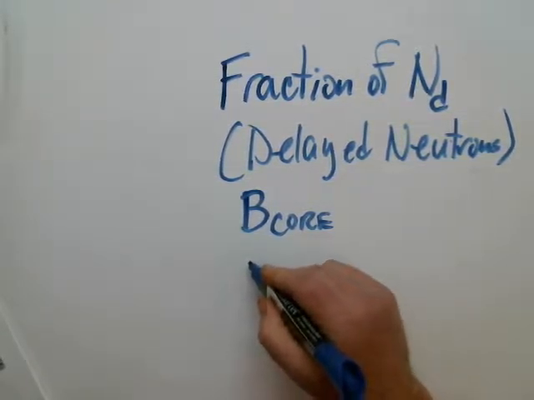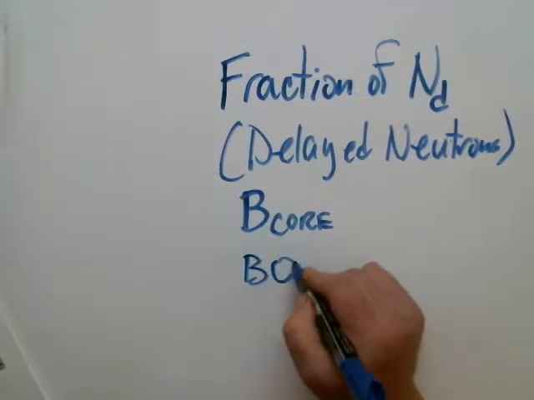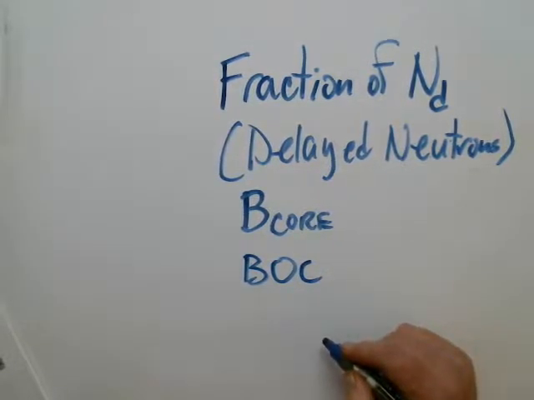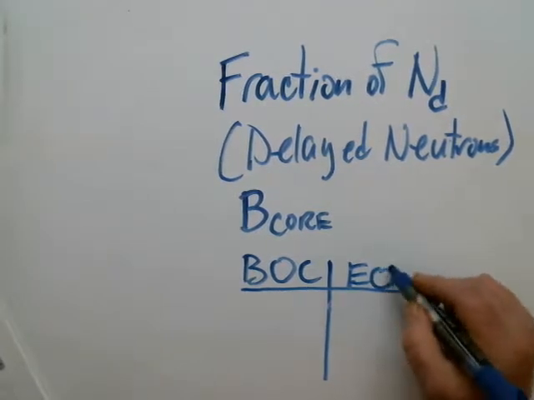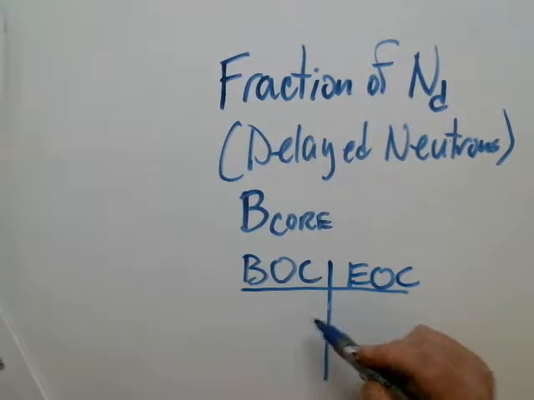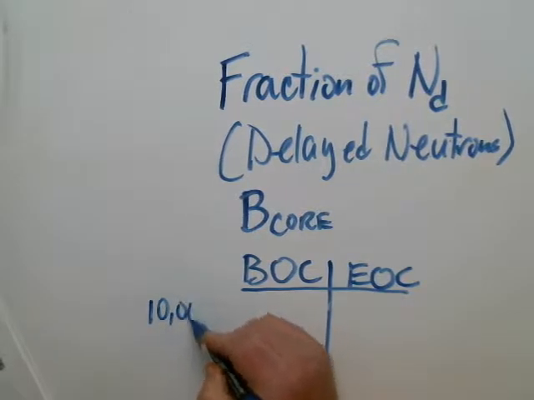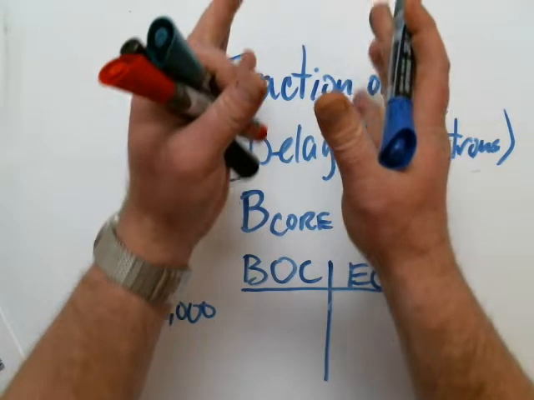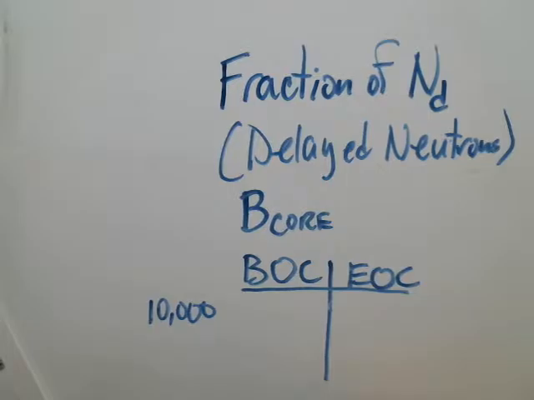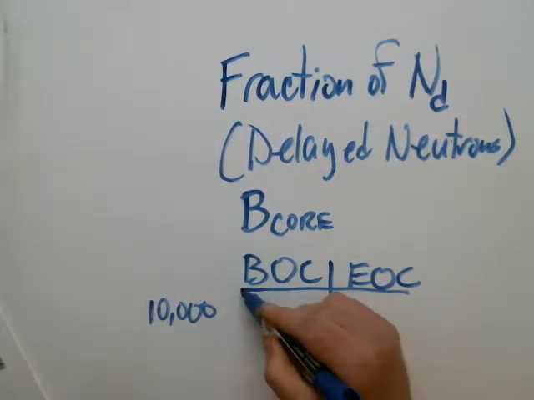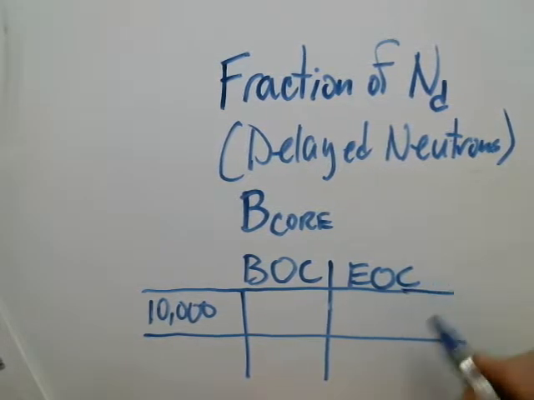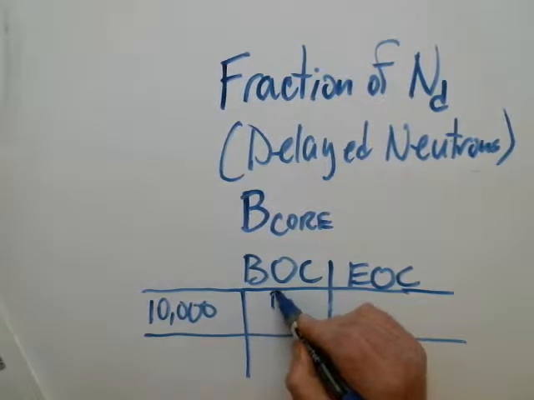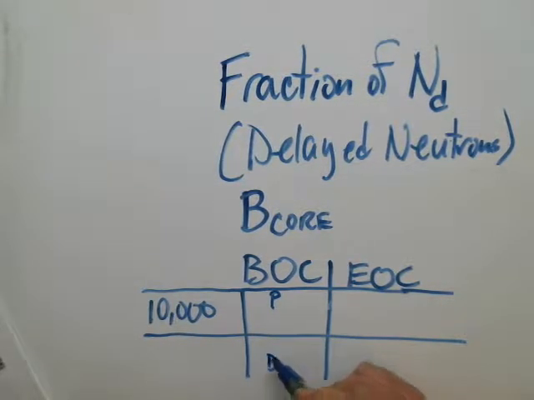So let's say I had, at the beginning of core life versus end of core life, I'm going to take 10,000 neutrons out of the core. I'm just going to reach in and grab a representative sample of neutrons out of the core. Well, at the beginning of core life, the fraction of delayed neutrons versus prompt is really odd. Here's the prompt, and here's the delayed.